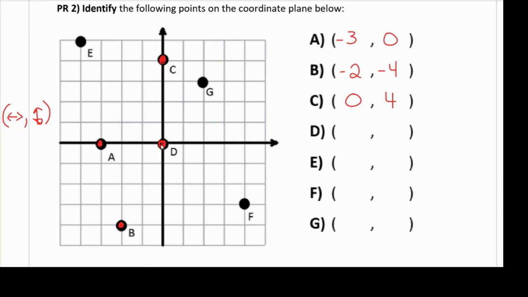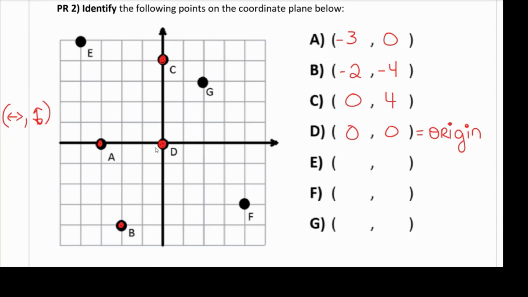Letter D. For letter D, I don't go right nor left, so that means I stay there, which is 0. And then I don't go up nor down. I stay there. So then it's another 0. 0, 0. This is a special place called the origin. Remember, 0, 0 is where all the points originate. That's where all the points start.